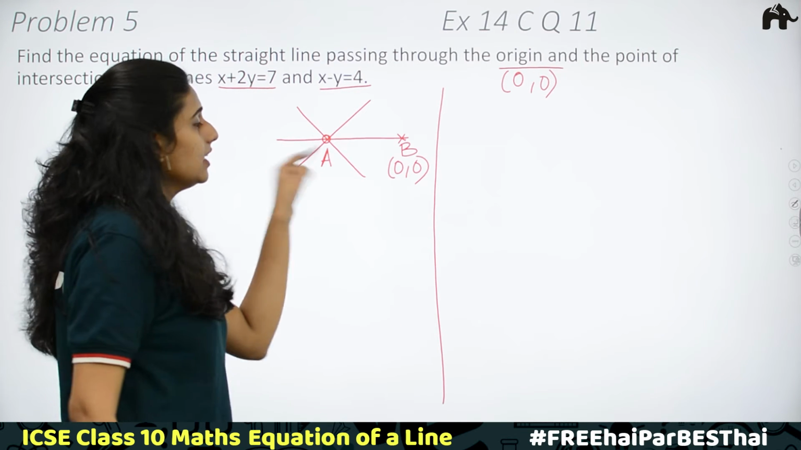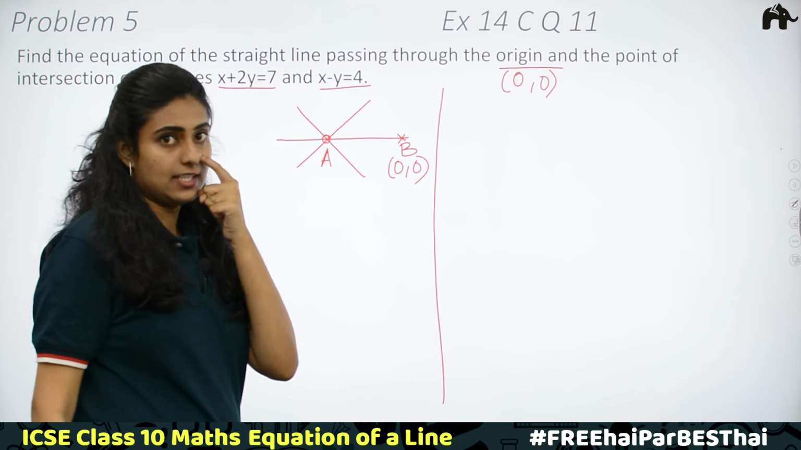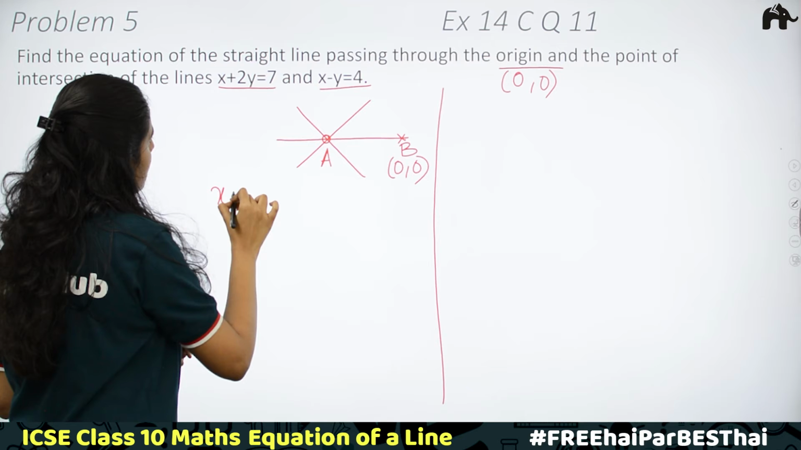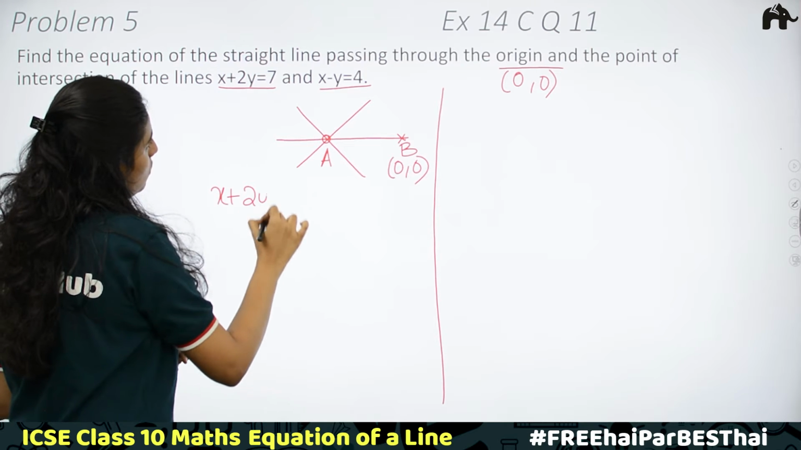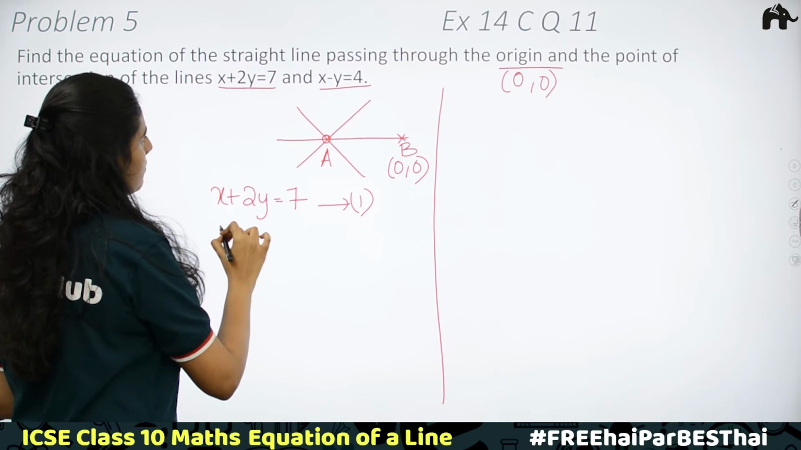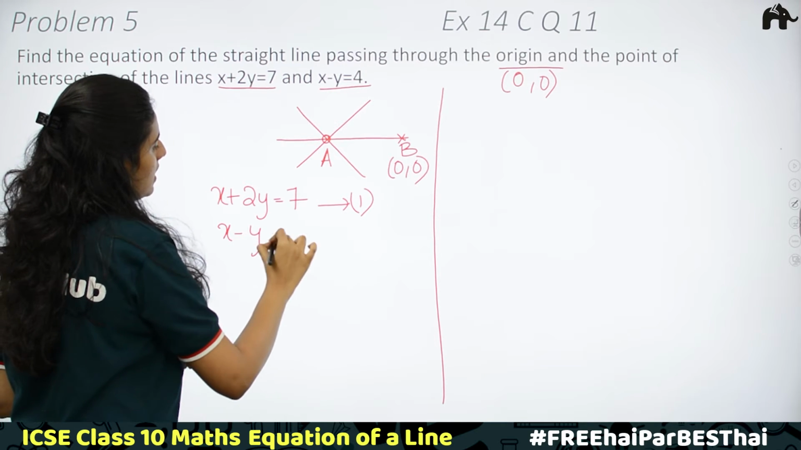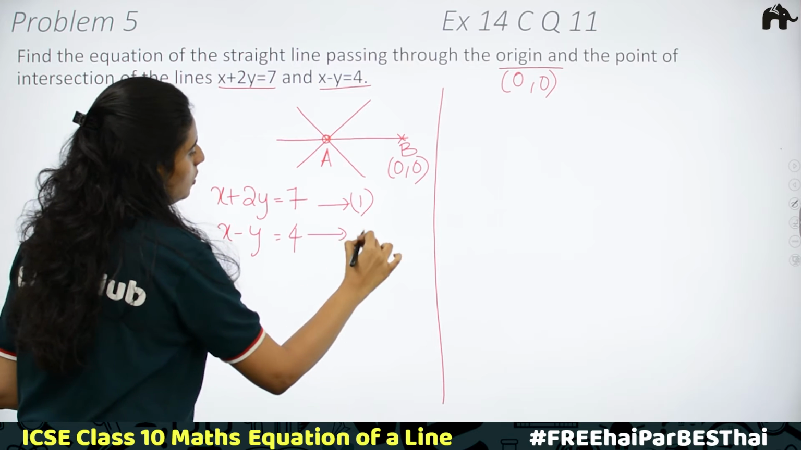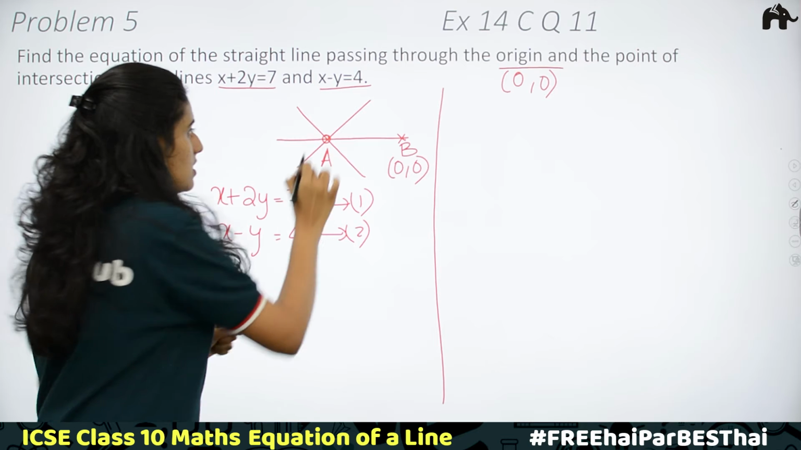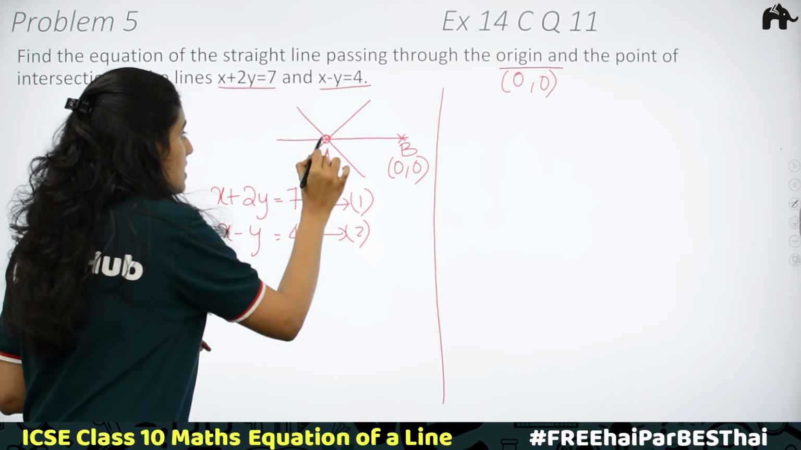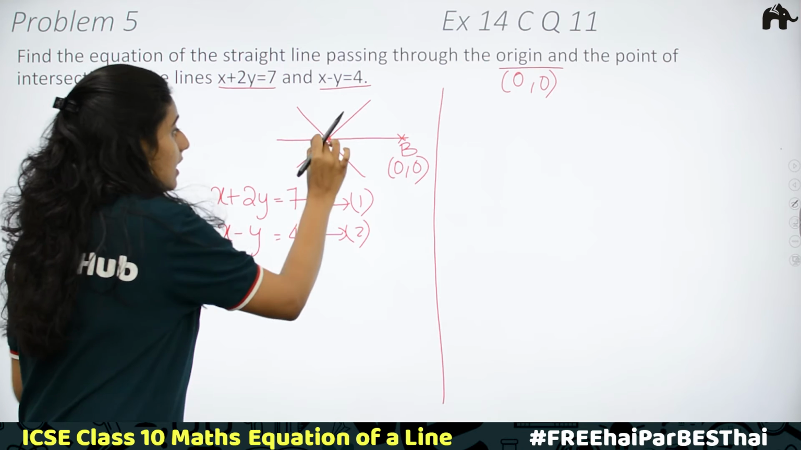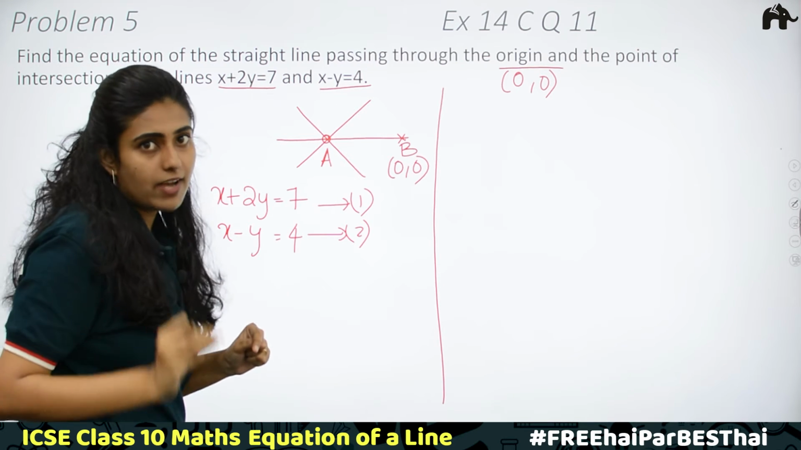Now how to find the coordinates of the point A, that is the point of intersection. What are the equations of the lines? x plus 2y is equal to 7, equation 1, and x minus y is equal to 4, equation 2. So, we know that at the point of intersection, this is a single point. This single point should satisfy both these equations. Here we will be getting some x and y values.